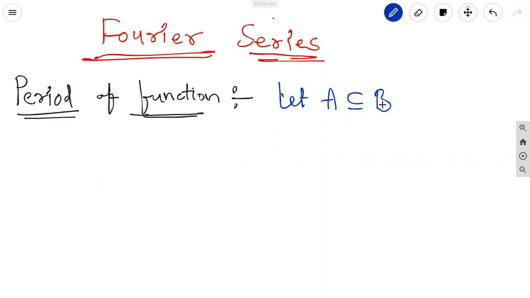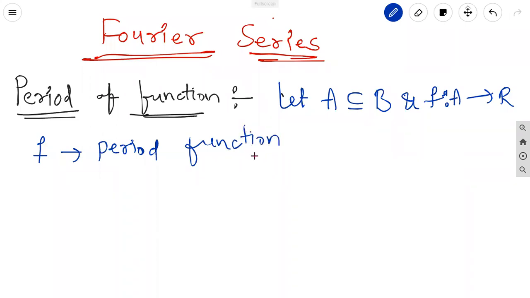This is a subset of B, and f is a function from A to R. R is the real number set. f is a function mapping from set A to the real number set. It is a function. Then f is called a periodic function.